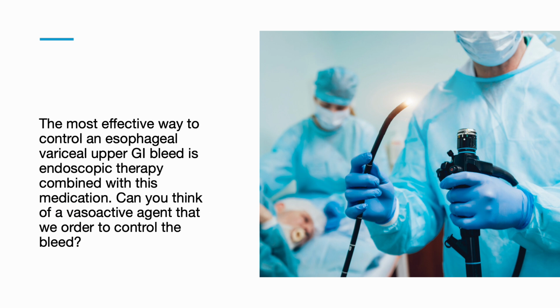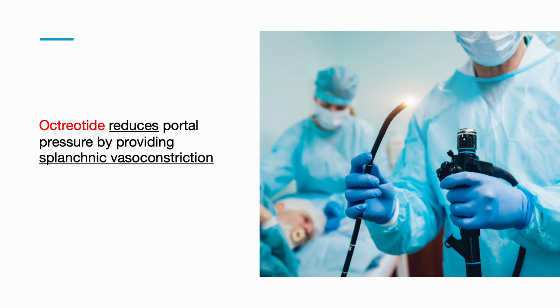The most effective way to control an esophageal variceal upper GI bleed is endoscopic therapy combined with this medication. Can you think of a vasoactive agent that we order to control the upper GI bleed? One vasoactive agent is called octreotide. Octreotide reduces portal hypertension by providing splanchnic vasoconstriction.